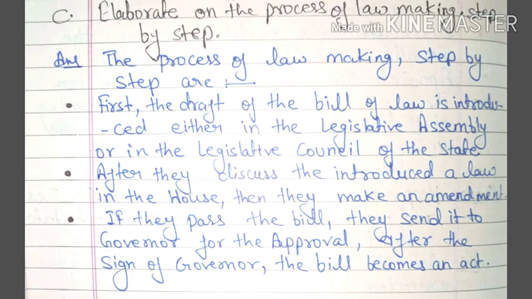Now our next homework question. Elaborate on the process of lawmaking step by step. And the answer is, the process of lawmaking step by step are: first, the draft of the bill of law is introduced either in the legislative assembly or in the legislative council of the state. After they discuss the introduced law in the house, then they make an amendment. If they pass the bill, they send it to governor for the approval. After the sign of governor, the bill becomes an act.